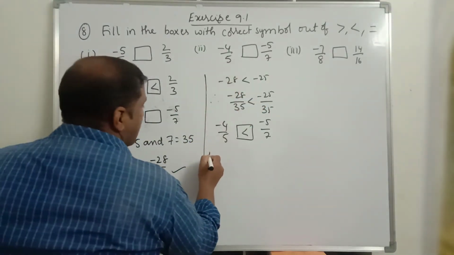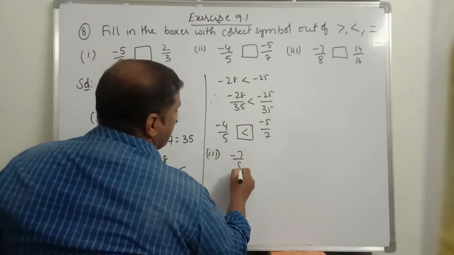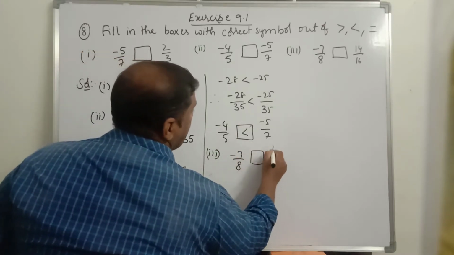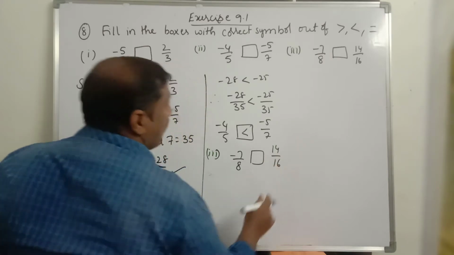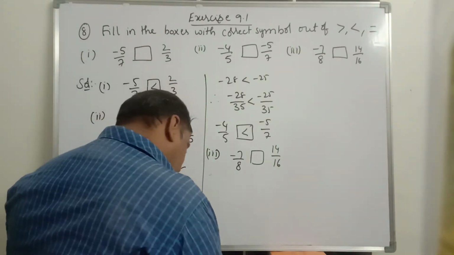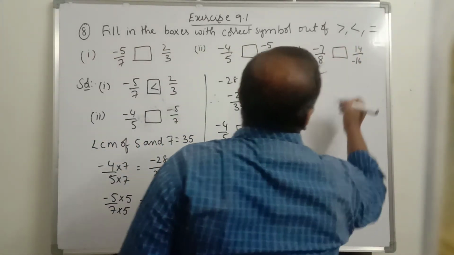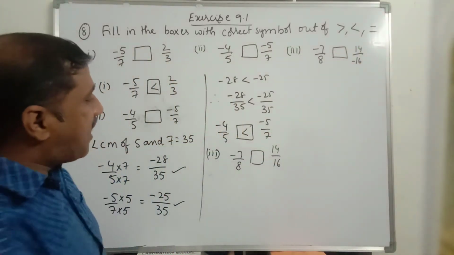Now we will discuss the third question. It is minus 7 by 8 box, and here it is 14 by 16. One is a positive rational number, and the other is a negative one, minus 14 by minus 16.